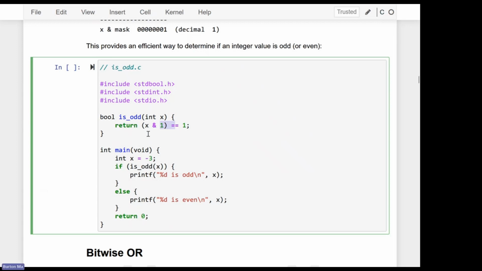Why does this work? Because if I take any number X and AND it with one, the result is either all zeros and a one, or all zeros and a zero. If there's a one in that bit, what does that mean? Sorry, let me erase this board because it looks like it's going to be useful.